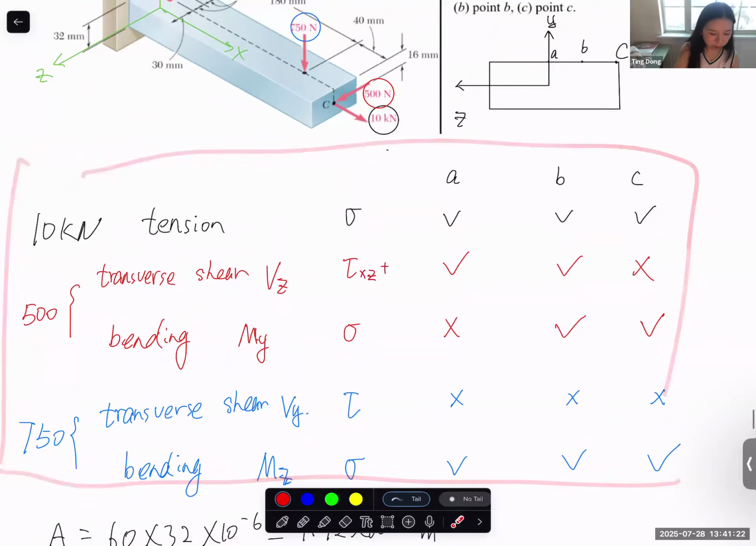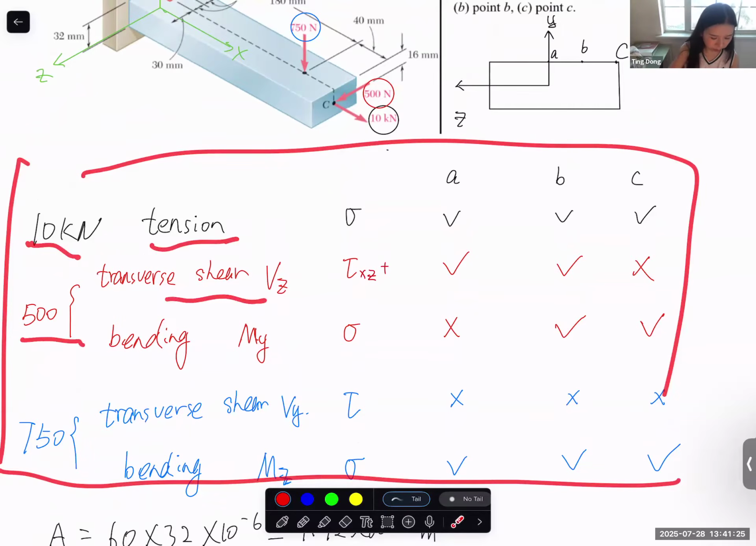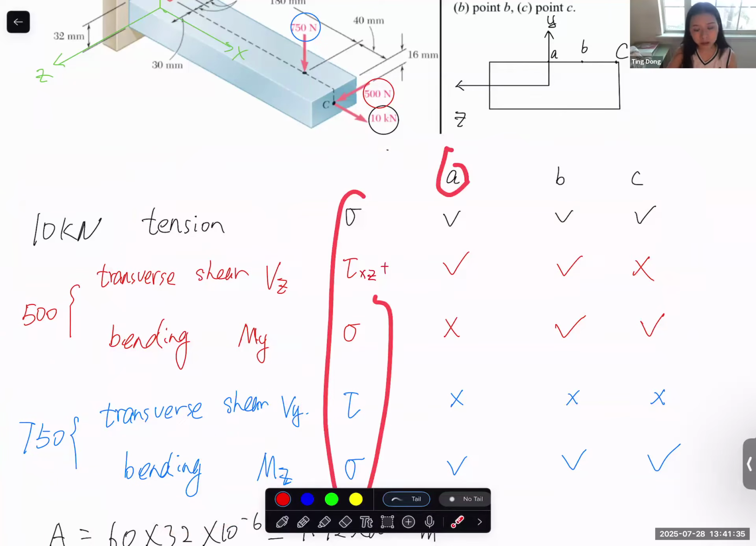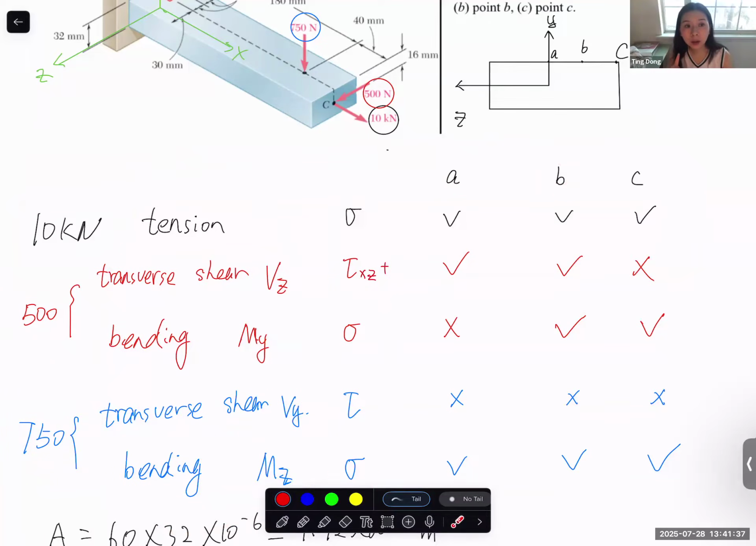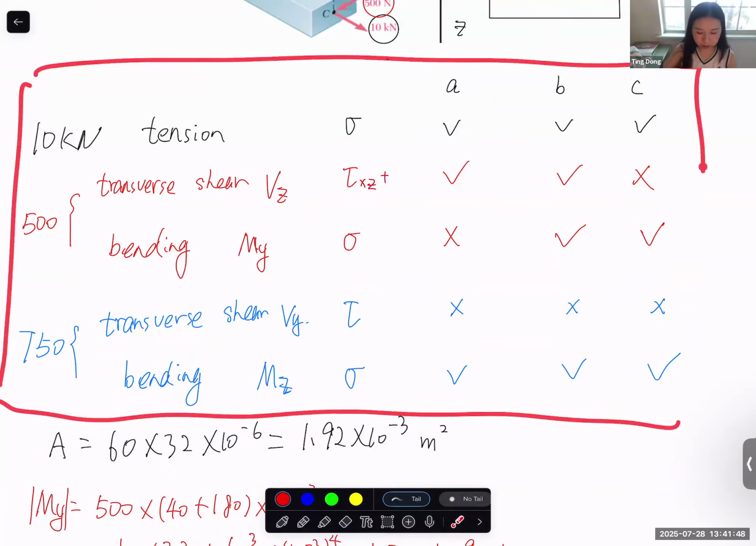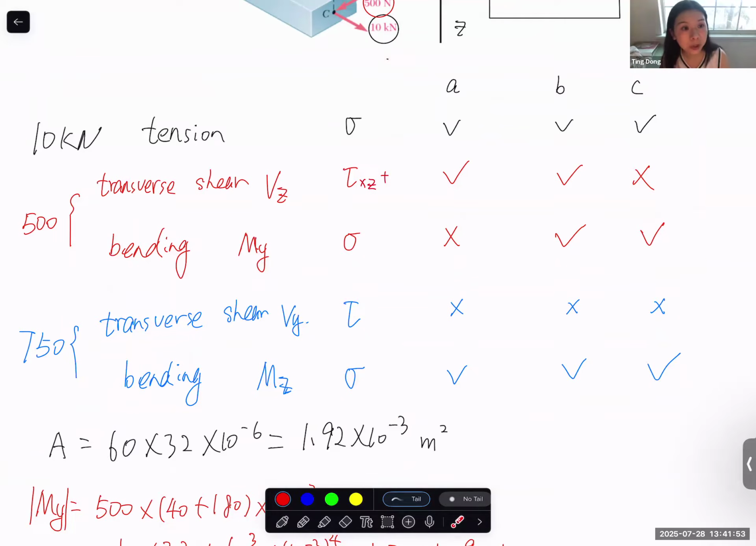So we have 3 forces. This force generates tension, this force generates shear and bending, and this force generates shear and bending about a different axis. For these different forces, as a general term, what kind of stress do they generate, and based on the stress distribution, at different locations, are they 0 or some non-zero value? So I would say this is the key part of calculating this, to prevent you from missing any components or adding non-existent components.